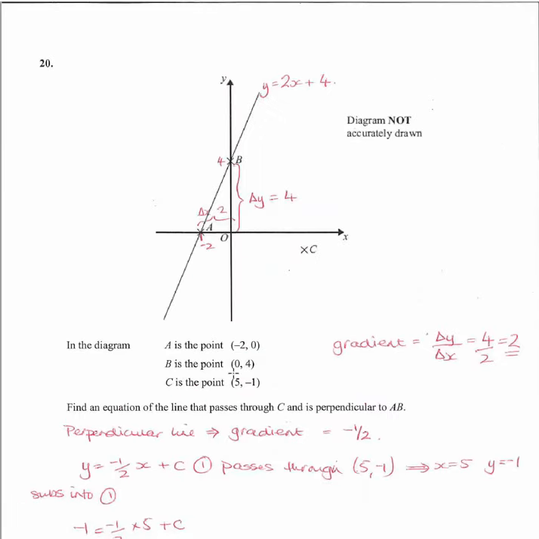Okay, in the diagram, A is at the point -2, 0 here, B is at the point 0, 4, and C is the point 5, -1. Find the equation of the line that passes through C and is perpendicular to AB.